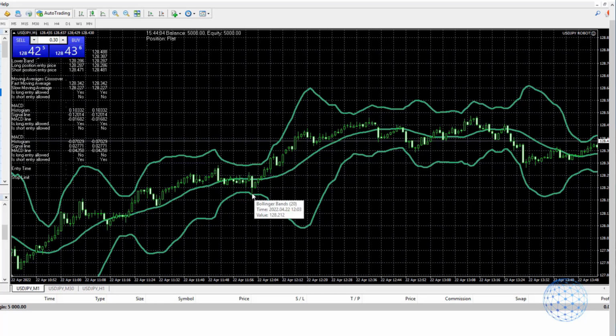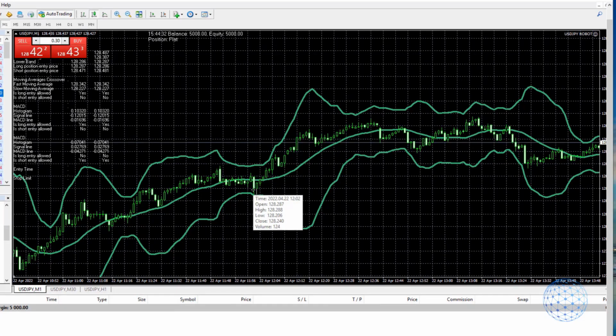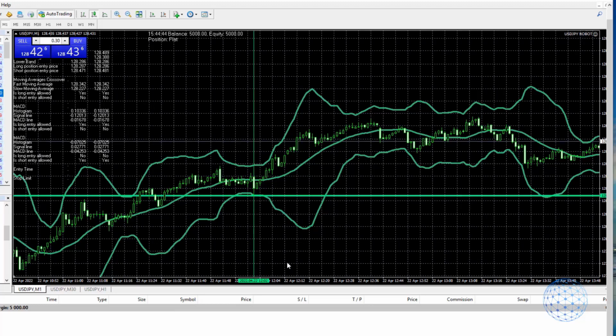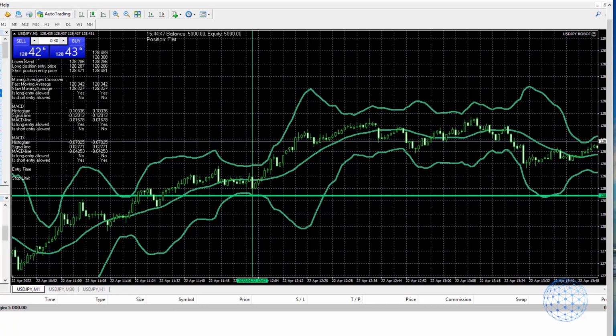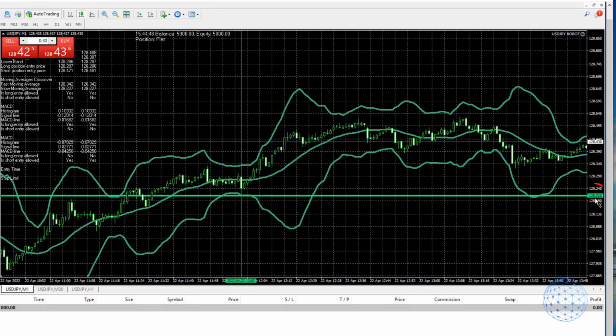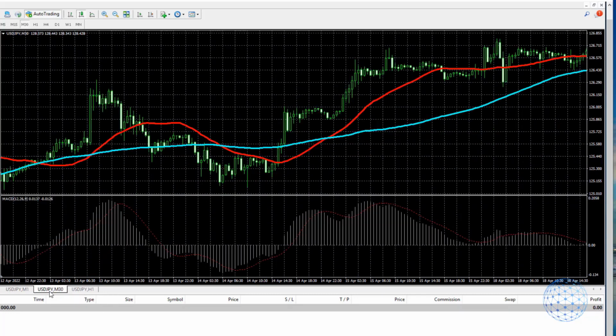And here we have an example. Let me put one vertical line. I think this is the latest example, so I will put one vertical line and I will put a horizontal line at the time when the price is at the lower bands. Here it is, and we can see that the price is 128.21. So this is a buy signal, but the robot will not buy instantly. It will check if we have the confirmations on M30 and H1.